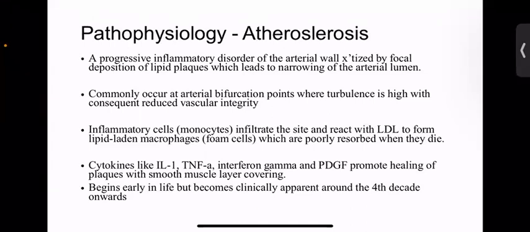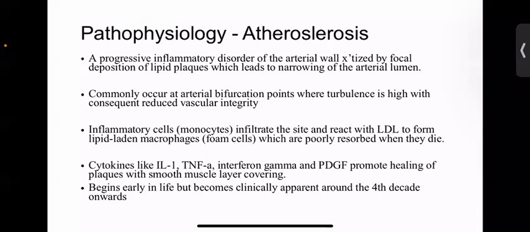When it comes to the pathophysiology of peripheral artery disease, it is one that largely centers around the development of atherosclerosis. And atherosclerosis is defined as a progressive, insidious, inflammatory disorder of the arterial wall that is characterized by deposition of cholesterol plaques, which leads to arterial lumen narrowing.